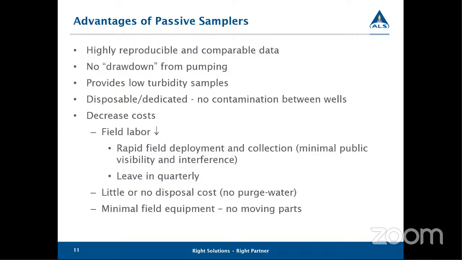You don't run into those same issues that you get with pumping or purging. The passive samplers are disposable, they're dedicated, so they are one-time use. You deploy them, you collect your sample, and then you deploy a new one for your next sampling event. So you don't have to worry about any contamination between wells. You don't have to worry about decontaminating any field equipment between wells. It's one and done, and you move on.